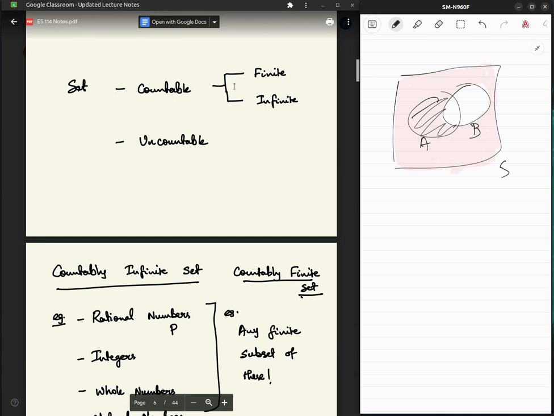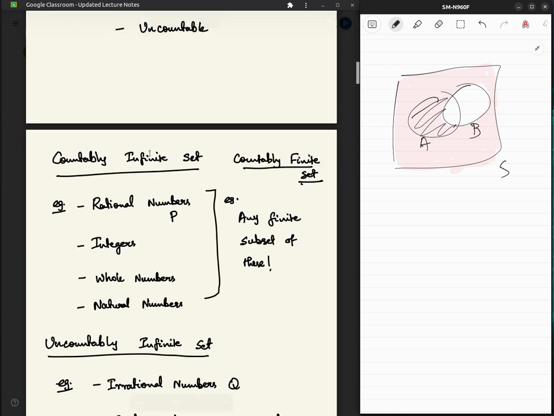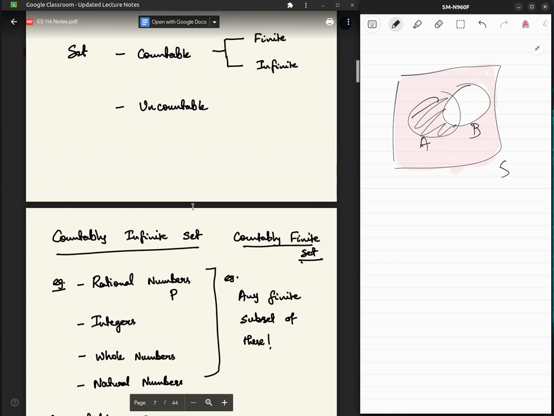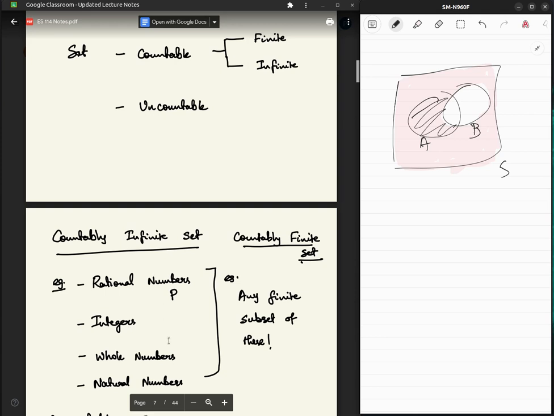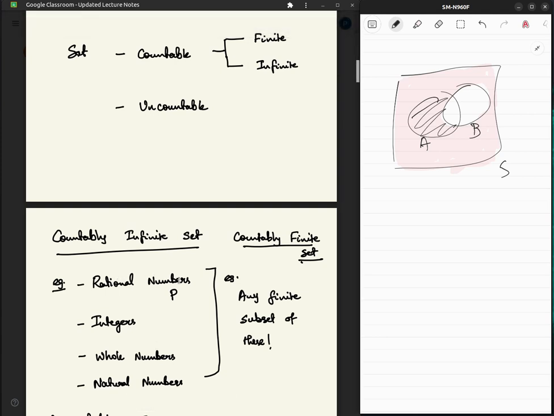Then the set can be classified as countable or uncountable. A countable set could be finite or infinite. So a finite countable set is like, I don't know, 1, 2, 3, 4 till 9 or something. An infinite countable set is like the integers, rational numbers, whole numbers, natural numbers. If you don't know why rational numbers are countable, you can always do something like this.